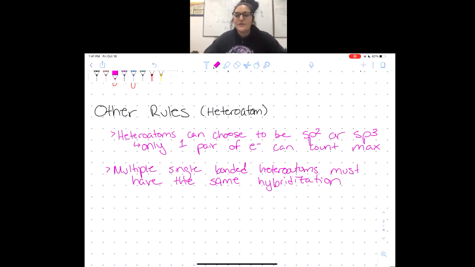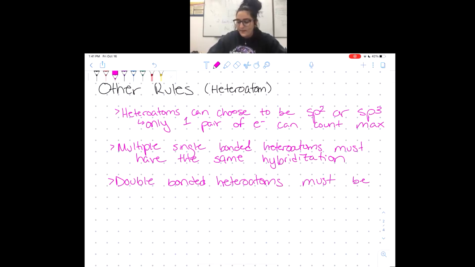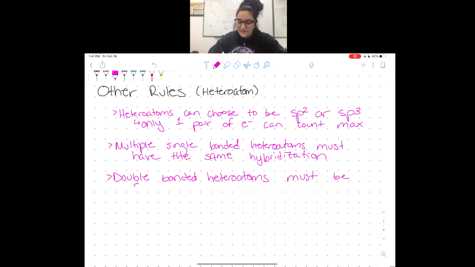All right, so you will understand what this means more in a little bit, but again, I just want to give you the rule. The next one is double bonded heteroatoms must be sp2 hybridized. And that makes sense because anything that is double bonded has to be sp2, right? And so what that means is, additionally, it must donate one single electron.